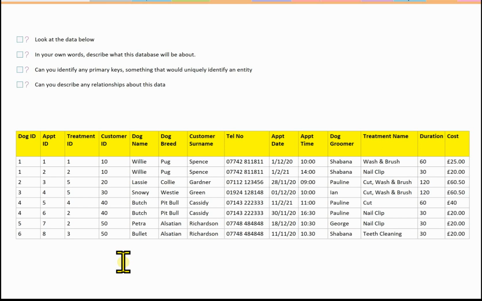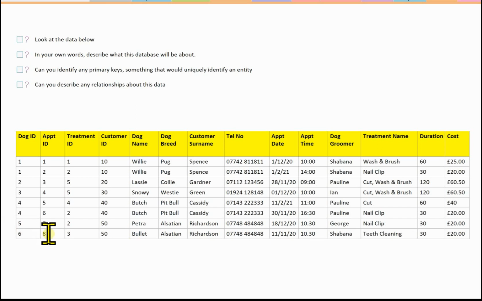Okay, let's have a look at, can a dog have more than one appointment? And the answer to that is yes. If we look at dog number 1, Willie, he's got 2 appointments. So a dog can have more than one appointment. Or can there be a number of dogs at one appointment? And the answer to that is no. There's only one dog at an appointment.